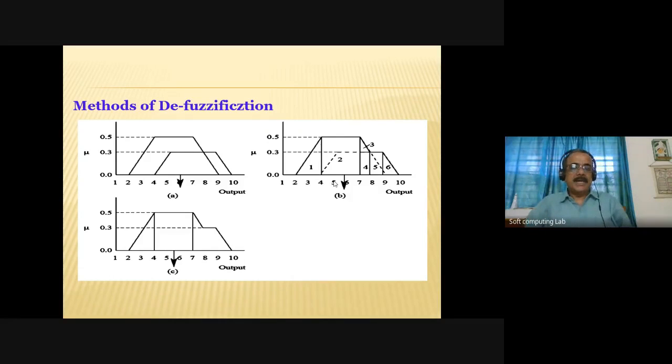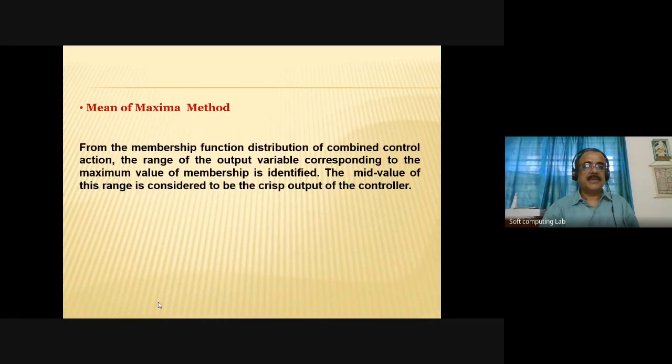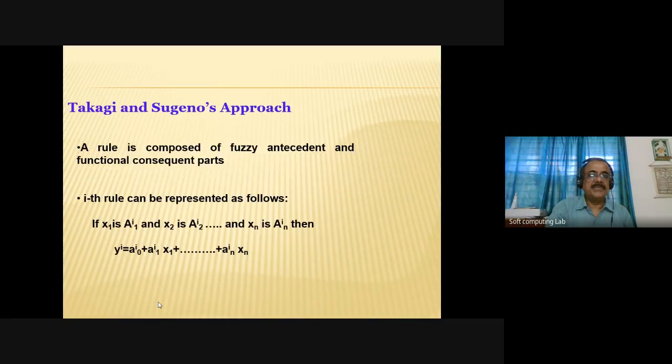And that is why we go for another method that is called the mean of maxima method. What is that? This particular area is nothing but the output of the combined control action considering the rules. Now what we do is we try to find out the range for the output for which we get the maximum value of membership. That particular range we consider, find out the midpoint of that range, and that will be the crisp output. This is called the mean of maxima method. Although it is very approximate, computationally it is very fast. So this is the way you can find out the crisp output corresponding to your fuzzified output.